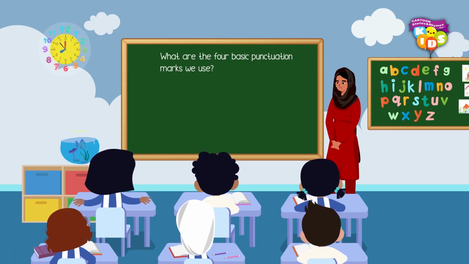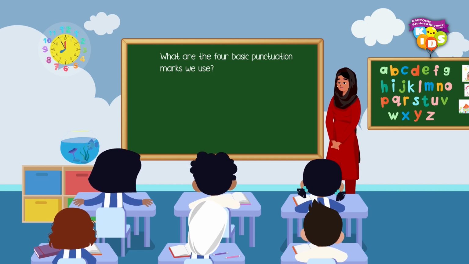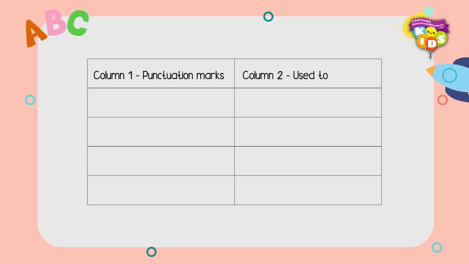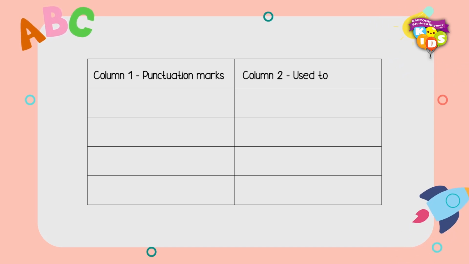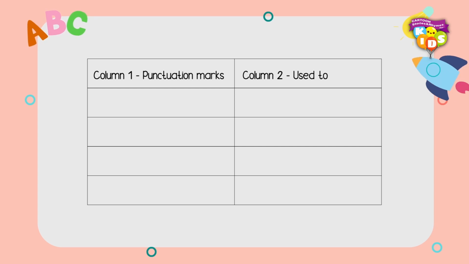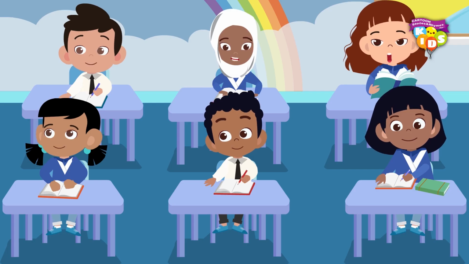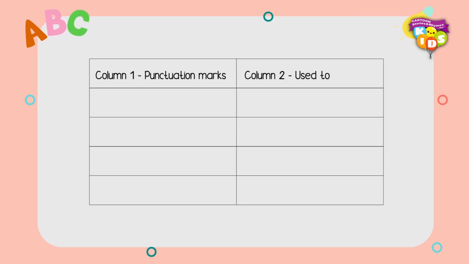Okay, let us see who remembers the 4 basic punctuation marks we use. Remember, you have done this in your previous grades. I will be filling the table I am drawing on the board. Do you all see the table? Yes, teacher. Column 1 is where I will write the punctuation mark and column 2 is where I will write what it does. Let us start.